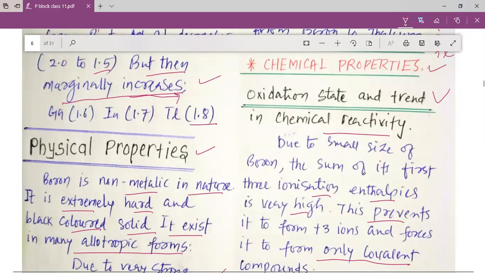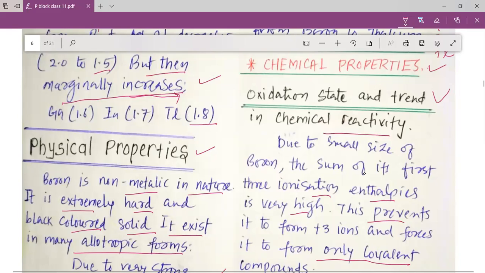The nature of these oxides varies down the group. Now we need to understand the nature of the various oxides formed by these elements. So let us study the nature of these oxides. How do they differ from each other? Boron trioxide is acidic in nature. That means boron is a non-metal and reacts with basic metallic oxides, forming metal borates. So boron trioxide is acidic in nature.